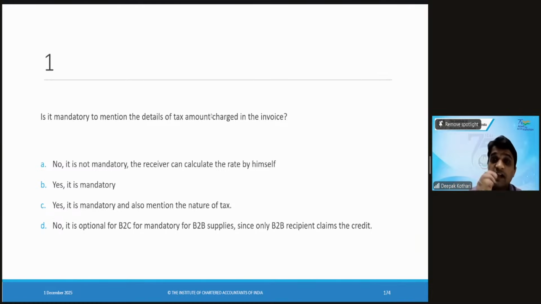No. Irrespective of whether it is B2B or B2C supply, you have to mention the tax charged. So the correct answer is C because it is more specific, right? It is more specific, and it is also necessary that you need to mention the tax and also mention the nature of tax. So what do we mean by nature of the tax?